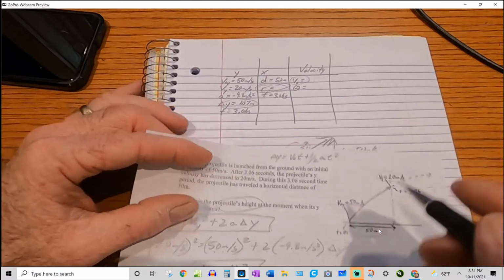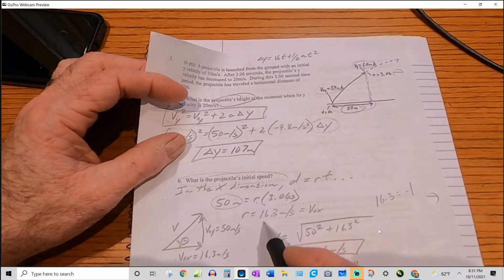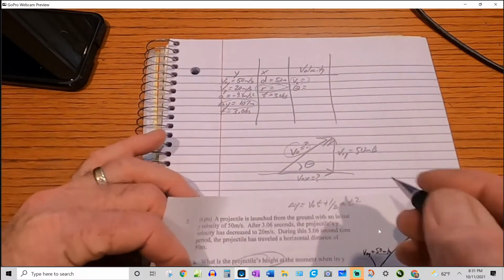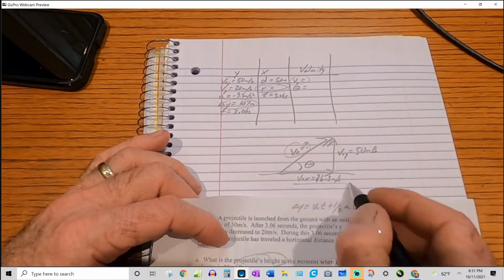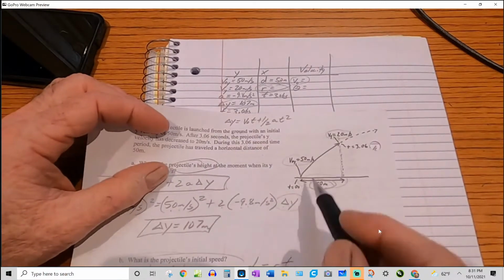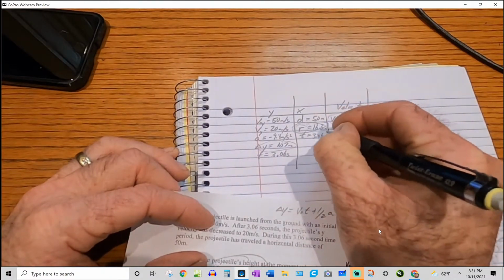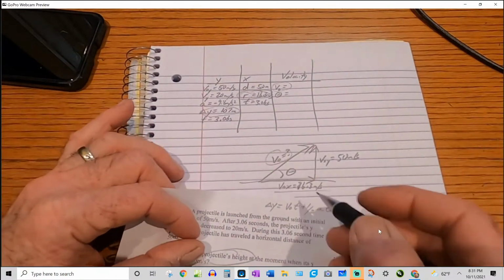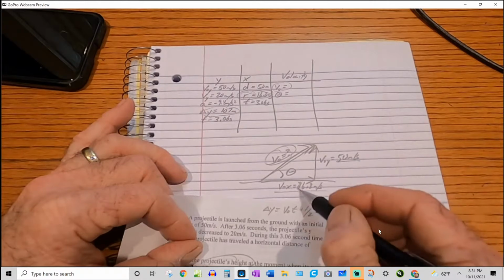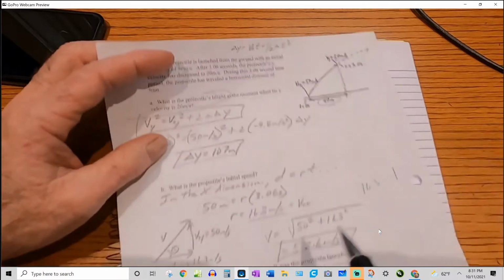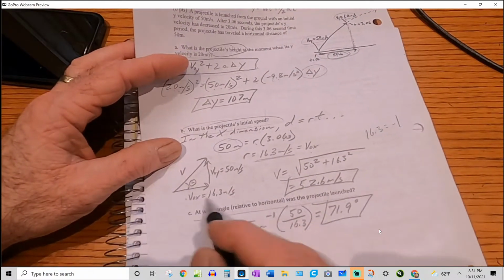So here's what I did. Distance equals rate times time. The rate is 16.3 meters per second. That is the x velocity. That's the rate in the x dimension. So if I want this, the speed, now I can get it using the Pythagorean theorem. I square this and I square this and I add them together and I take the square root. So that is 52.6.